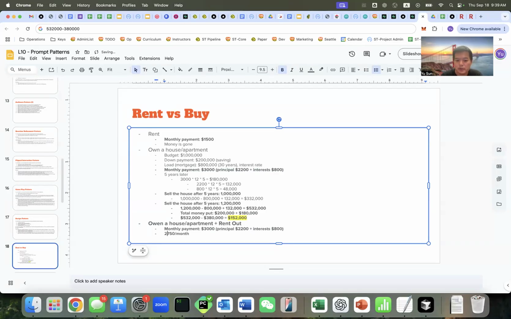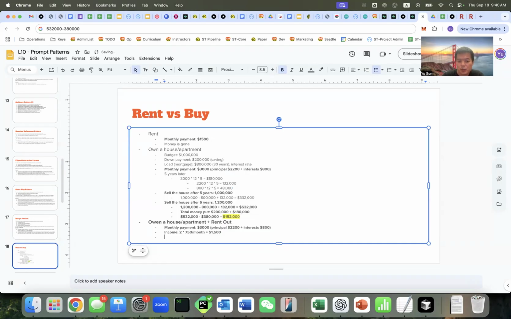You got 2 people, so you are making an extra income. You actually got extra income, which means that your monthly payment is not going to be 3,000. Your monthly payment is only going to be 1,500 because your tenants are paying the rest. You're making the income. And so this is a lot nicer, right?